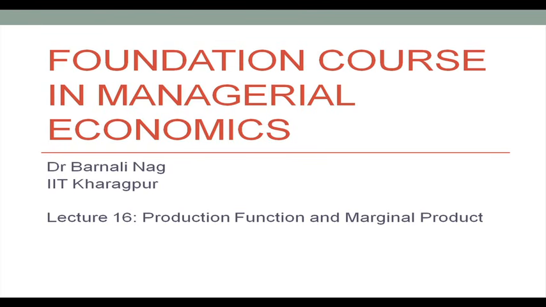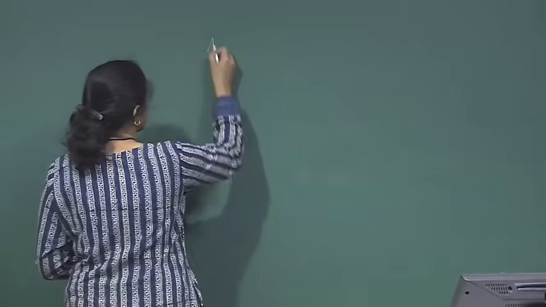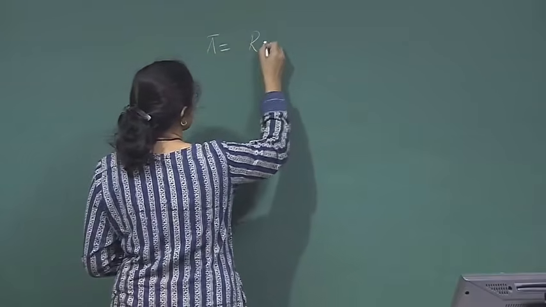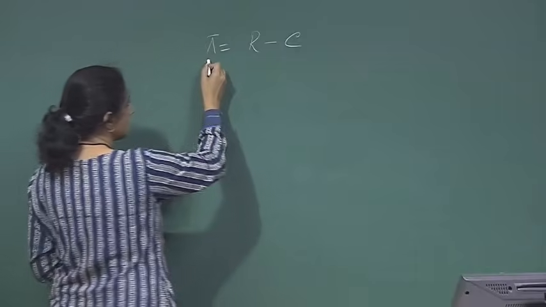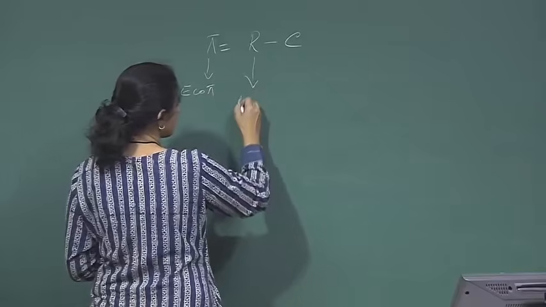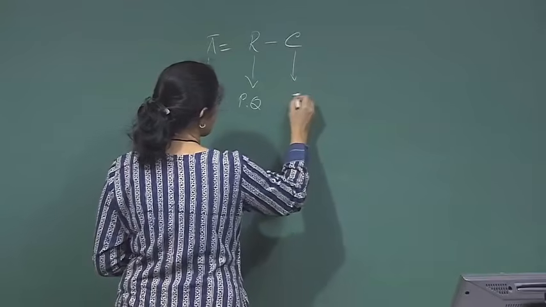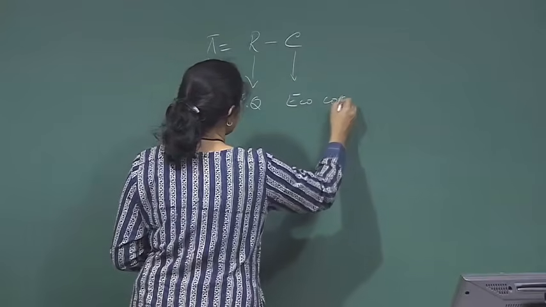Welcome back to our discussion on production and cost, which we started with the previous lecture, and we have already discussed explicit cost, implicit cost, economic profit, etc. And we said that profit is equal to revenue minus cost, and this is obviously economic profit, and this is equal to P multiplied by Q, and this is economic cost.